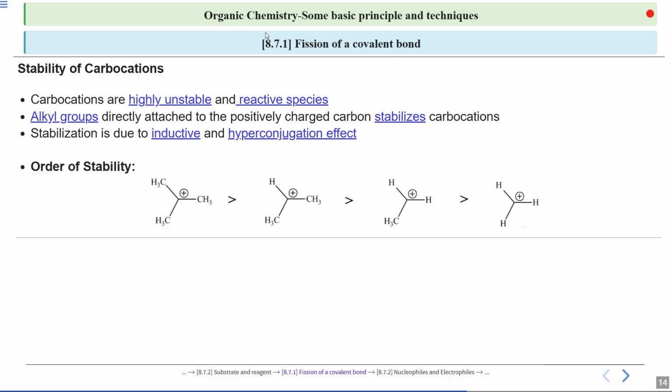So if that statement is true, that more alkyl groups will stabilize the positive charge, that means the most stable is the tertiary carbocation, then the secondary, then the primary, and lastly the carbon which is attached to no other carbon is the least stable carbocation. So this is your order.